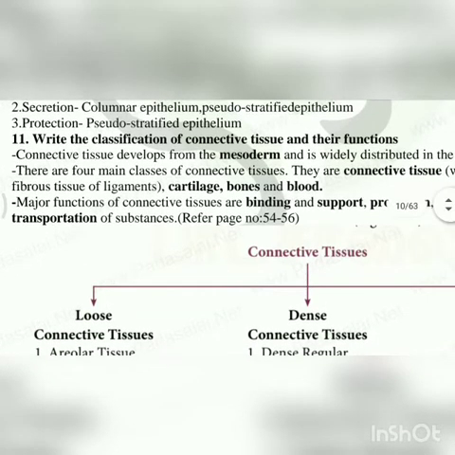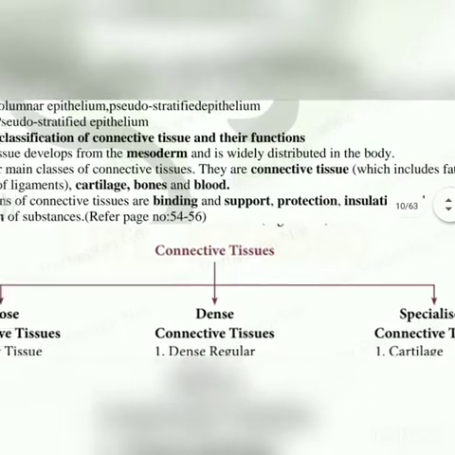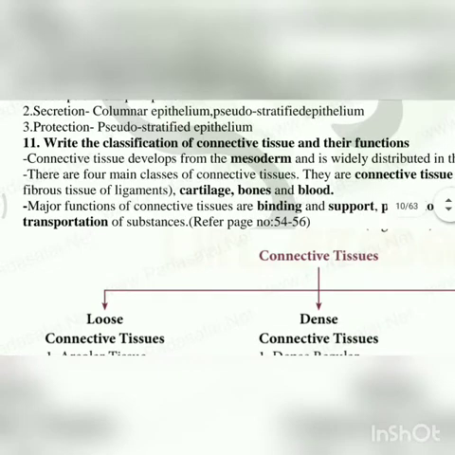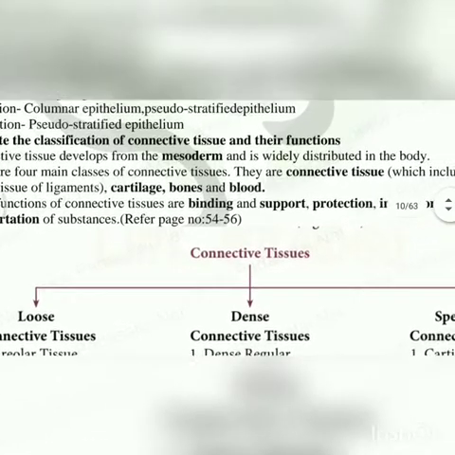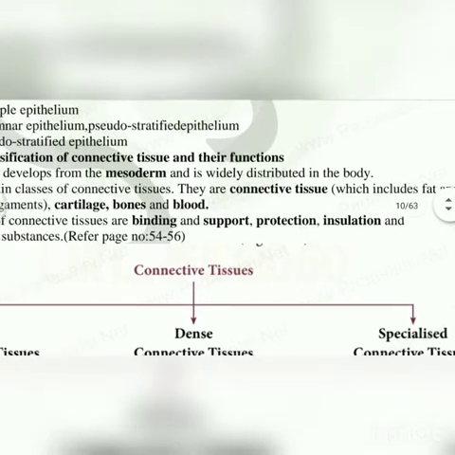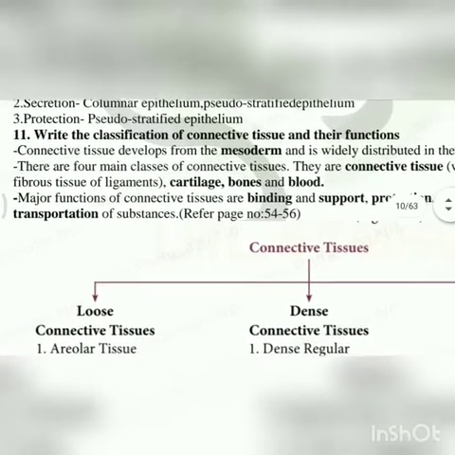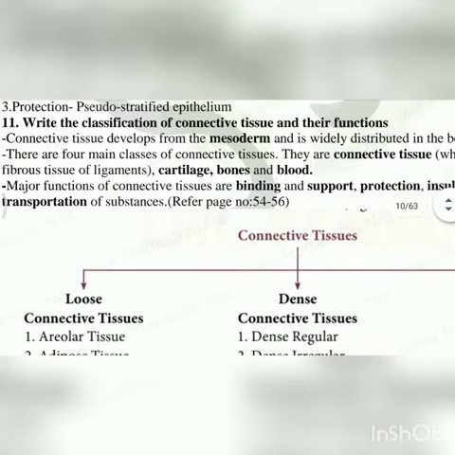Okay, connective tissues develop from mesoderm and it's widely distributed in the body. Connective tissue mesodermல இருந்து develop ஆகுது. And there are 4 main classes of this connective tissue. They are connective tissue, cartilage, bone and blood. The major functions of this connective tissue are binding and support, protection, insulation, transportation of substances. So here page number is given, so you can refer that also.